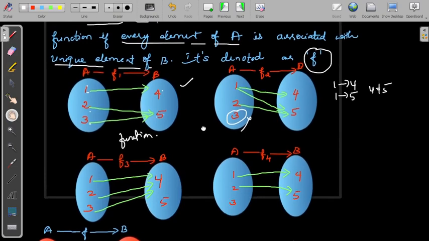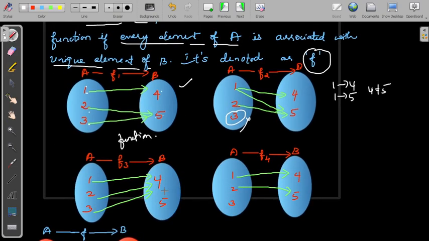Take up the third example, that is 1 goes to 4, 2 goes to 4, and 3 goes to 4. Every element is having an association, so the first condition is satisfied, and every element is having a unique association. 1 is having only one association, 2 is having only one association, 3 is having only one association. All elements may have the same association, not a problem. The definition does not say that the elements should not have the same association. They can have the same association, but the requirement is that all elements should have a unique association. Unique in the sense that one element should be mapped to only one element at a time. It should not be mapped to more than one element. In case it is mapped to more, then the uniqueness fails.